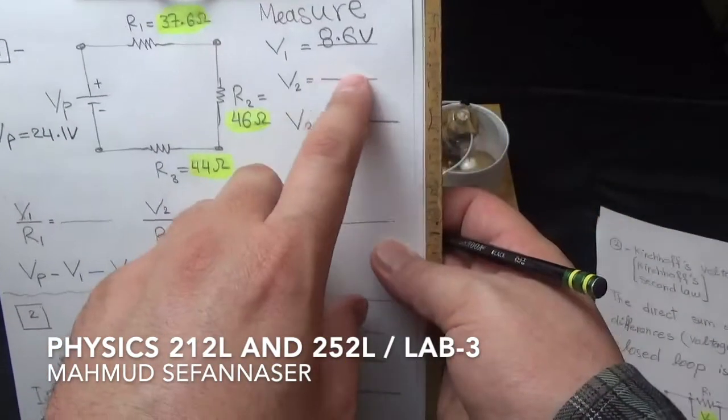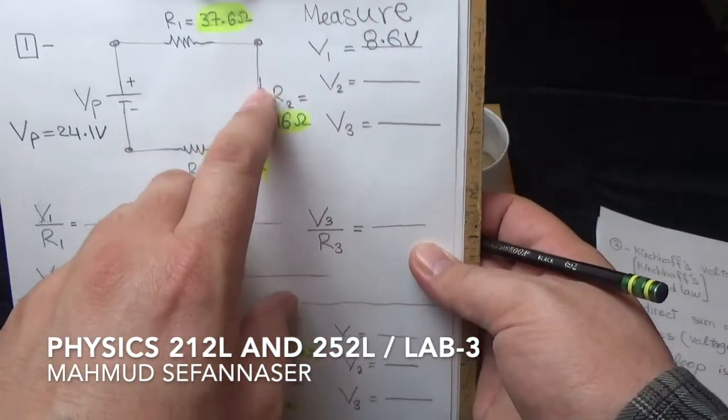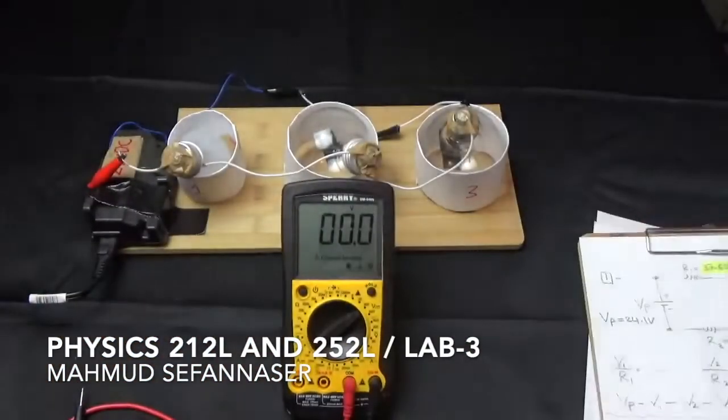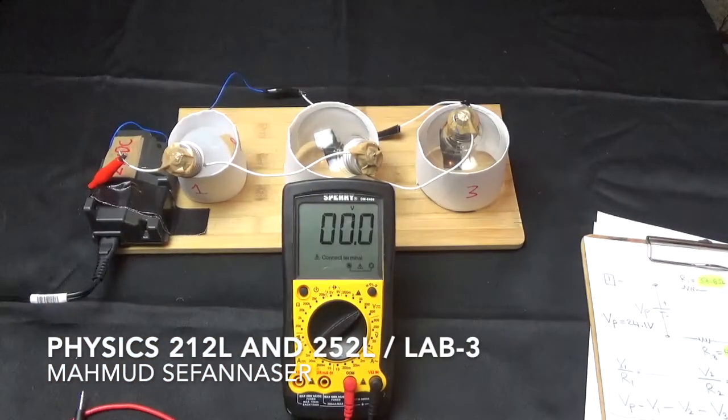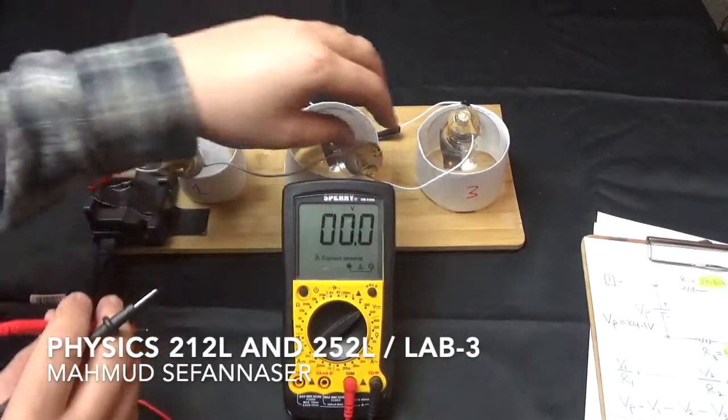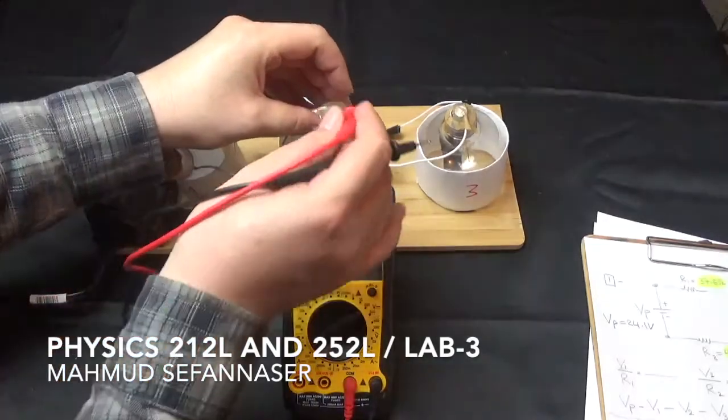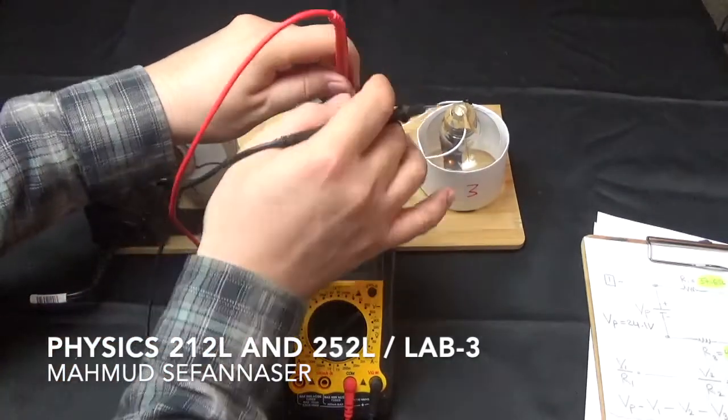Now we are going to measure across R2, and let's see what we have. Let's do that also gently and slowly. Try to do that.